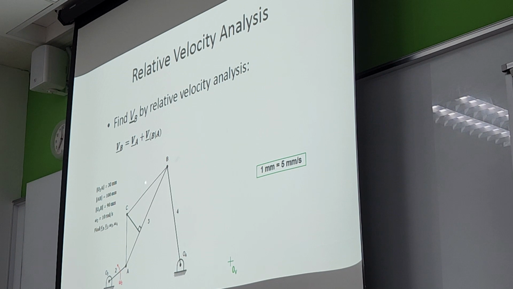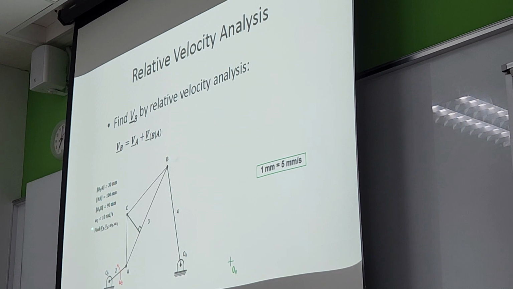Okay, so now we are linking point A and point B. Then we can write velocity B equals velocity A plus velocity B to A. Okay, so then we choose an appropriate scale. Now this is your origin. So you have just taken the scale as 1 mm is 5 mm per second. So the velocity scale is 1 unit is 5 mm per second. So it depends, okay, based on your whims and fancy.